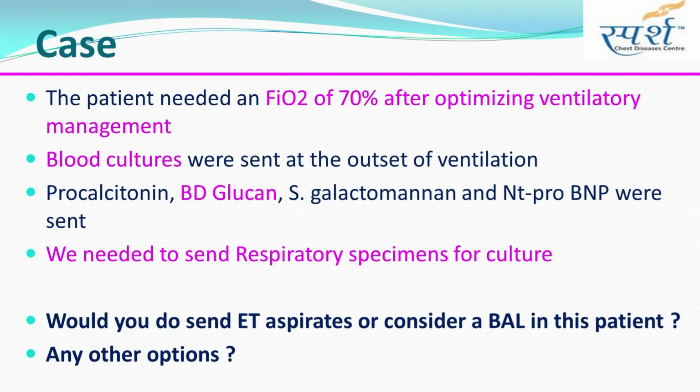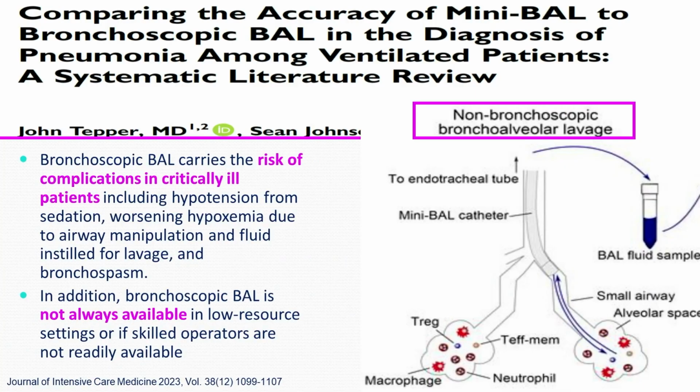So the next one was, this patient needed an FiO2 of 70 after optimizing ventilatory management. Blood cultures were sent, a beta-glucan, procalcitonin, galactomannan, all the biomarkers were sent, and we also needed respiratory secretions because he had now developed a nosocomial pneumonia. So what do you do? Send endotracheal aspirates or consider a BAL? Which is better? FiO2 of 70, severe ARDS, day 2 on the ventilator, maybe day 1 as well. Or are there any other options?